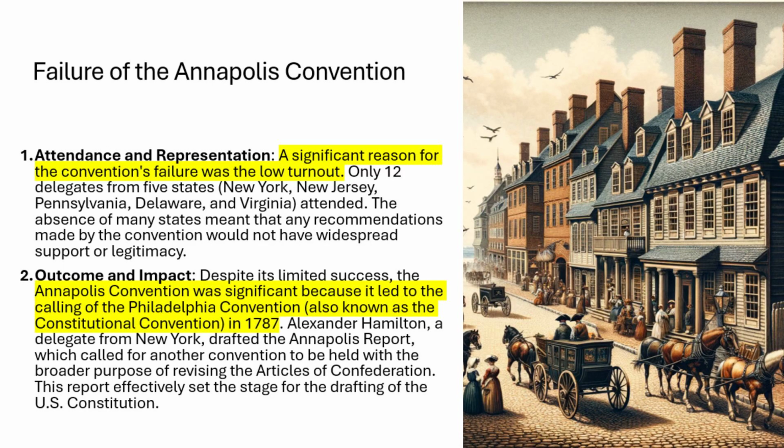The Annapolis Convention was a significant event for various reasons. Not only was it the precursor of the Philadelphia Convention, leading to the drafting of the U.S. Constitution, but it also highlighted the weaknesses of the Articles of Confederation.